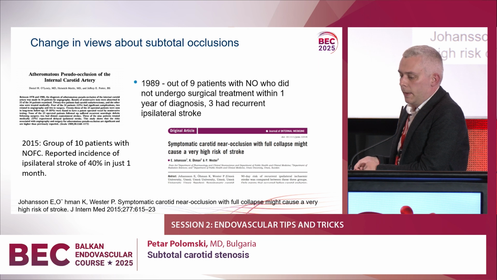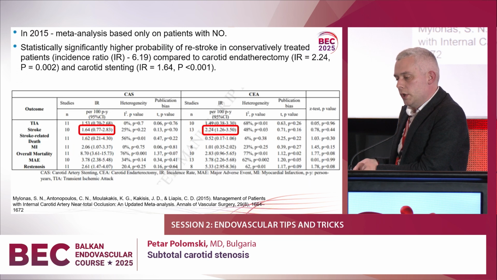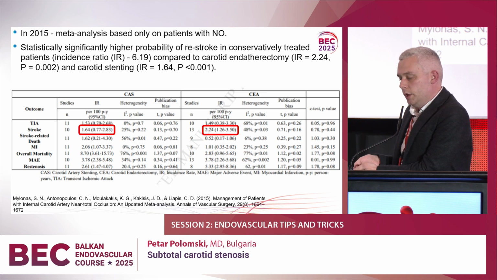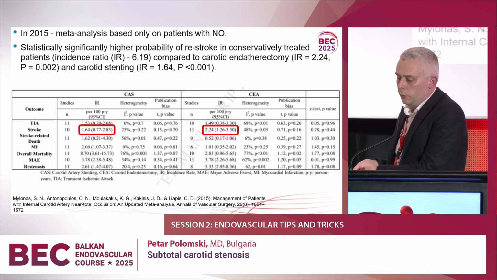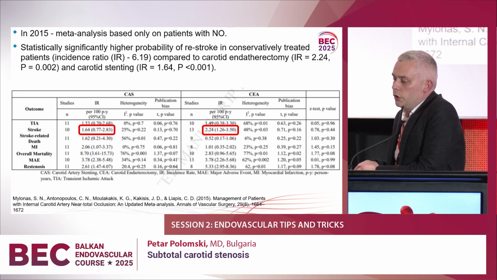Then the huge game changer is a publication from 2015, a meta-analysis from Greece that compares best medical treatment with carotid artery stenting and carotid endarterectomy. The stroke incidence ratio is reported to be 1.6 in case of carotid stenting and 2.2 similarly in case of endarterectomy, compared to an incidence ratio of more than 6 in case of best medical treatment.